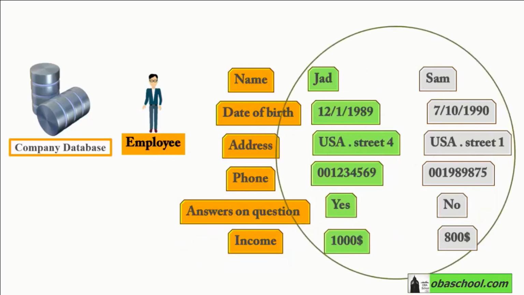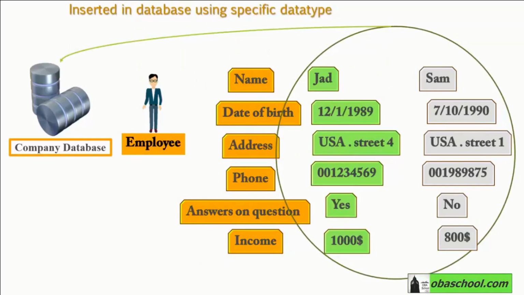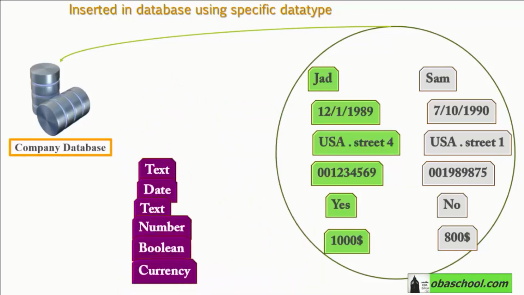These data are all inserted in the database using specific data types. So these data are stored in the company's database using a specific data type for each field. For example, for the name, the data type used differs from the one used for the date of birth, for example. Let's see how.